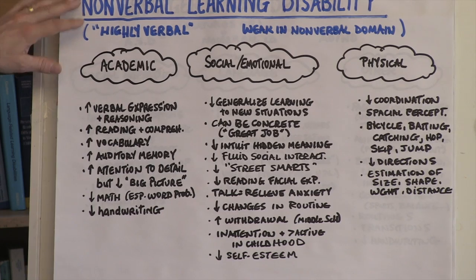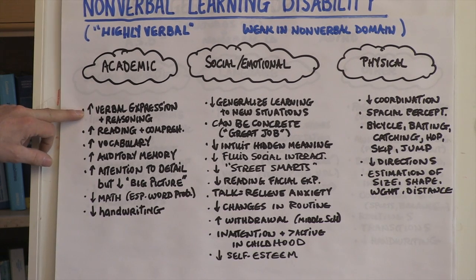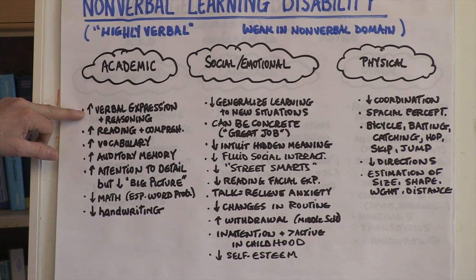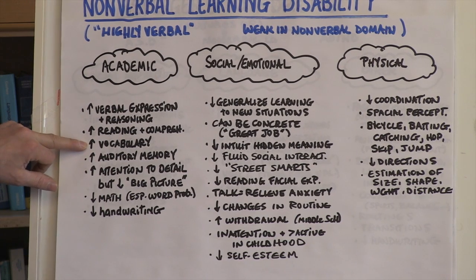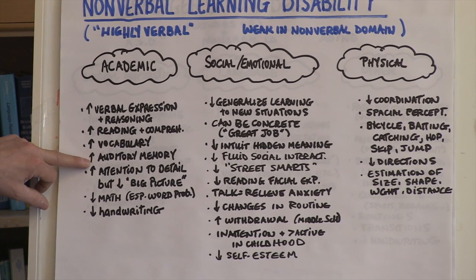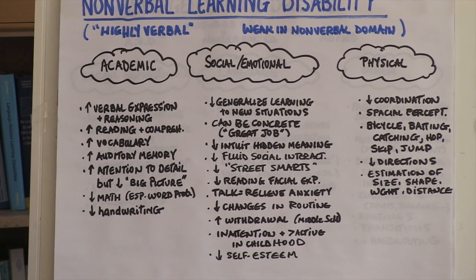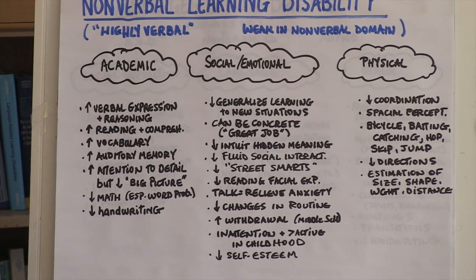When we talk about individuals with nonverbal learning disabilities, these are individuals who often have extremely powerful verbal expression and verbal reasoning skills. They read often very well and have very good comprehension. They have very sophisticated vocabularies, and they have very powerful auditory or listening memories. They hold on to information that they've heard or that they've read. They tend also to be very attentive to detail, and the flip side is that they often have difficulties with the big picture. So they focus on the detail, have difficulties with big picture kinds of thinking.